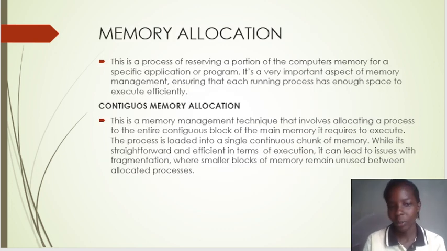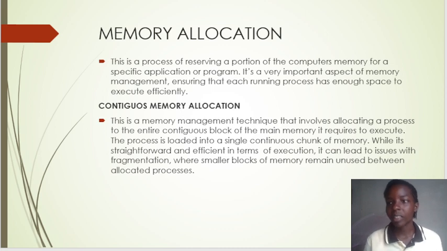Then we have memory allocation. This is the process of allocation, like how memory is going to be portioned. It is the process of reserving a portion of the computer's memory for a specific program or application. To allocate, how is this portion going to be reserved for a program? Then we have contiguous memory.